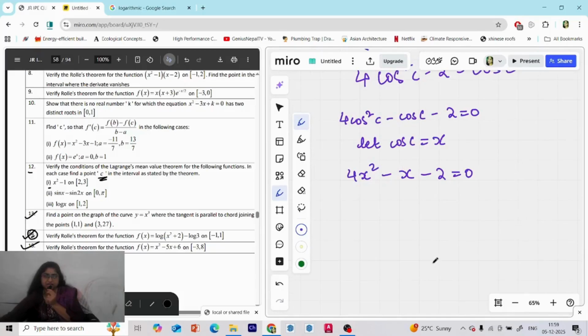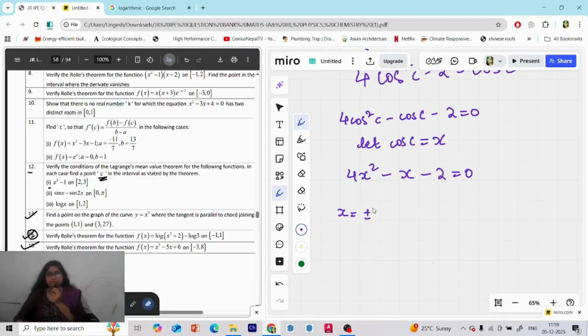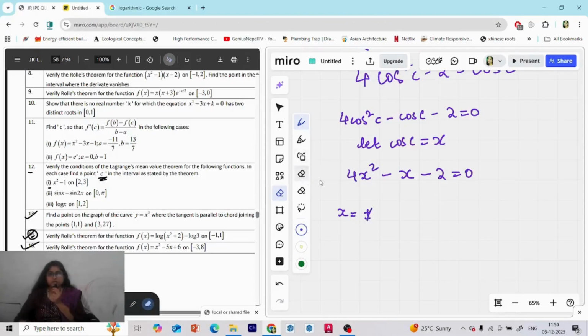Correct? Now can we use splitting the middle term for this? Minus 8 ki factors ఇది సెట్ అవ్వదు. So we have to use the formula. x is equal to minus b plus or minus under root of b square minus 4ac by 2a.